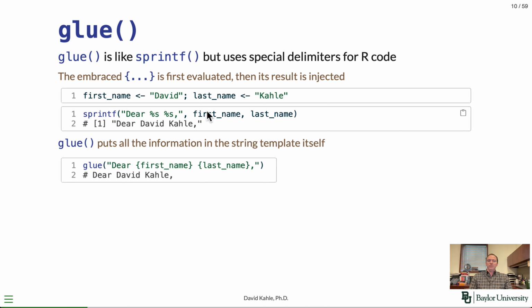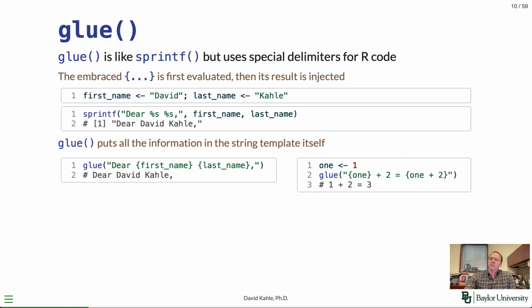Here is the sprintf command, which was already a lot better than paste or paste0. And then here is glue, which makes it very, very clear what's going on. Okay, so this is string injection or string interpolation. You can see that it's actually doing the evaluation of the expression by doing something like this. I'm going to define a variable ONE. Its value is going to be numeric 1, right? And now I'm going to create one string. Let's look at the string.